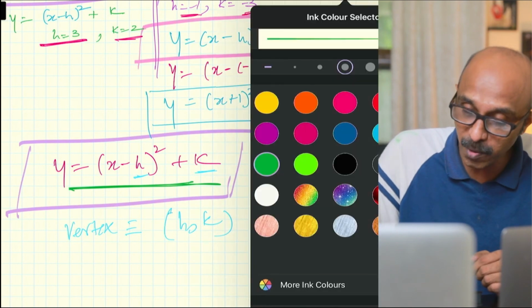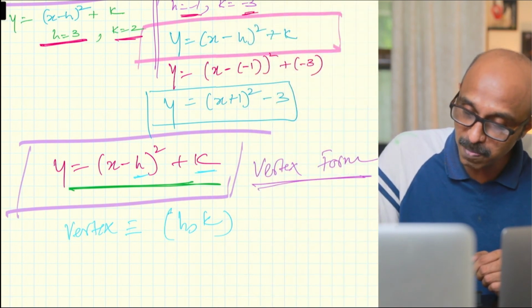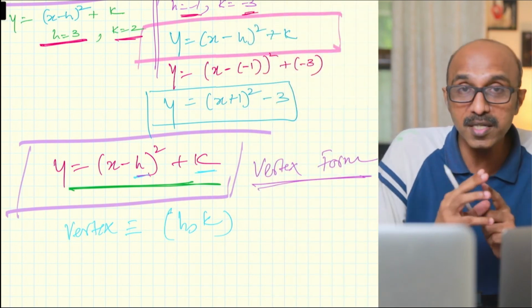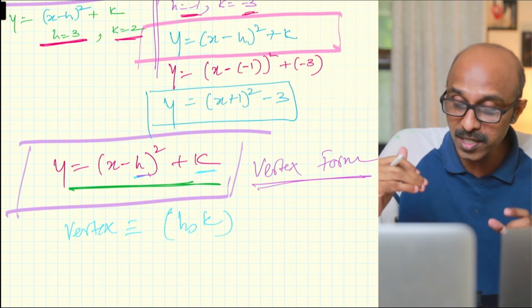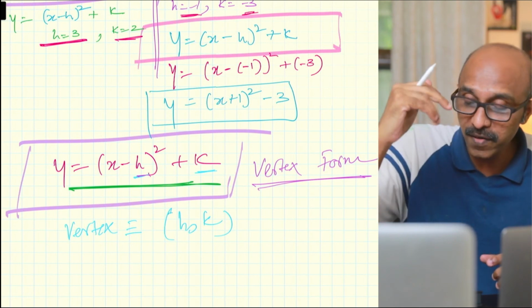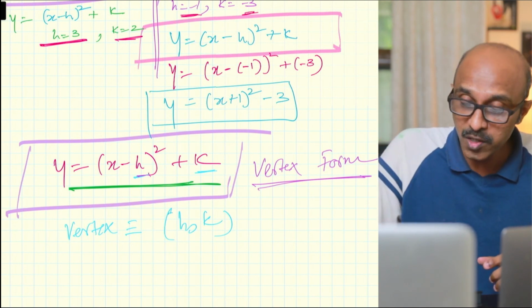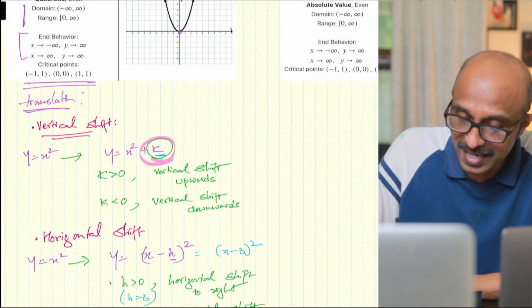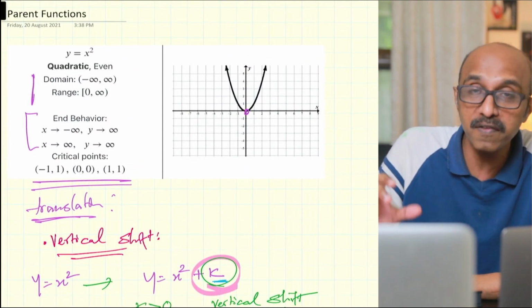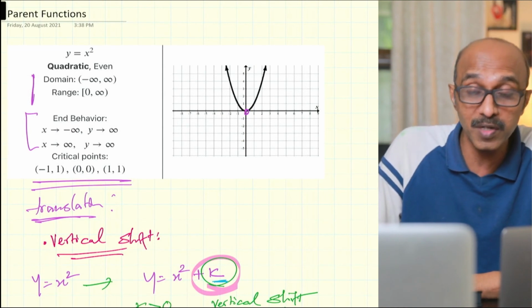If h is positive, then the quadratic has moved to the right. If h is negative, the quadratic has moved to the left. If k is positive, the quadratic moves up. If k is negative, the quadratic moves down. So this equation y equals (x minus h) the whole square plus k gives us an idea of the translation of the parent function. The parent function being the quadratic, we chose the quadratic.